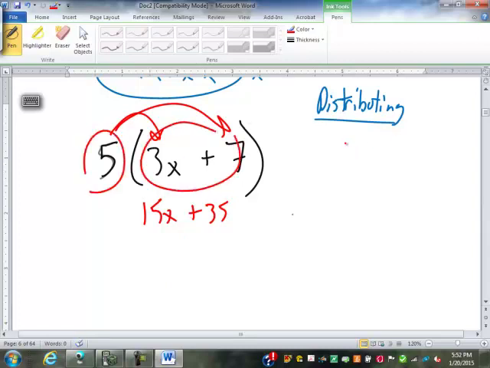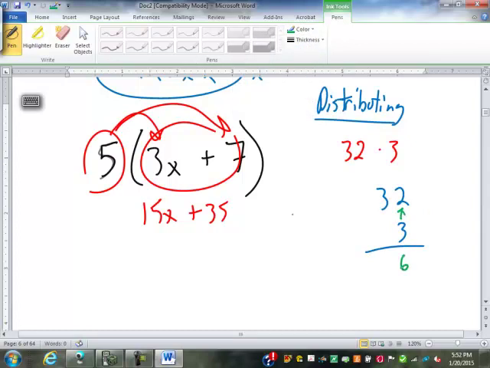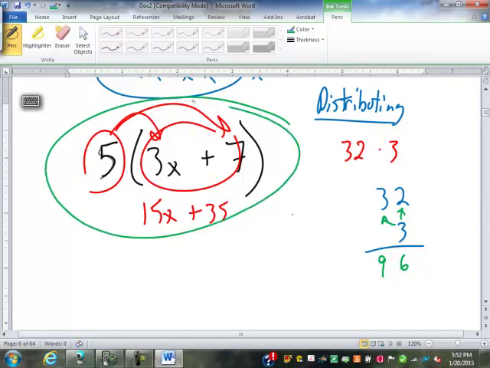It's just like taking 32 times 3. If I were doing that out by hand, I'd have 32 on top times 3. I'd do 3 times 2 is 6. 3 times 3 is 9. It's 96. Same thing would happen over here.